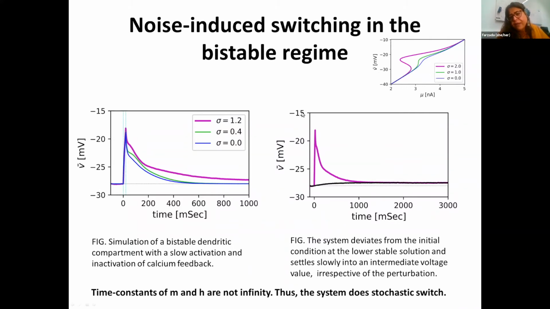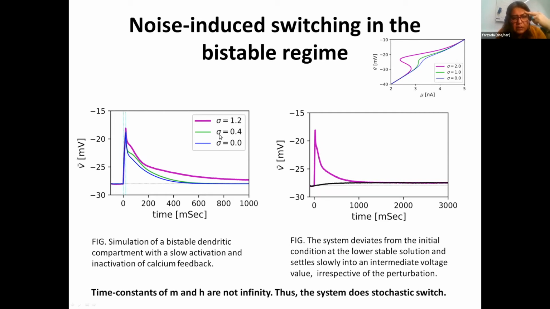To motivate why this question is important to study, we did some simple simulations of a single dendrite. On the left, you can see that at zero, we kicked the system to some value with a very short pulse of 20 milliseconds. It is so short and so strong that the calcium is activated, and you get calcium spikes. When there is no noise, the calcium spikes and then, with a time constant in the system of about 200 milliseconds, it comes back to the baseline.